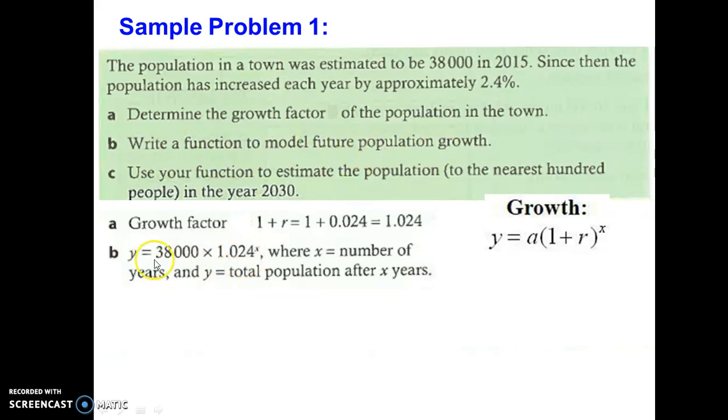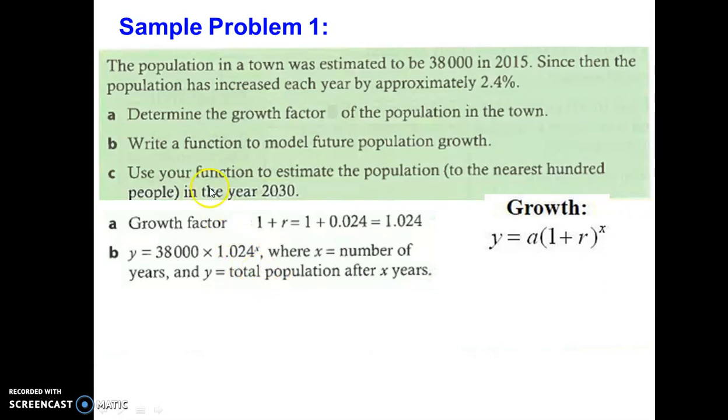So here's our model. We're going to use this growth model. Y equals the initial amount times the growth factor, which is 1 plus the rate, which was this here, to the x power. That means 38,000 you'll multiply by this number, and that means 38,000 will grow to 1, which is itself, plus that extra bit, which is the extra bit that the population has grown. So we're going to end up with a figure that shows us the new population.